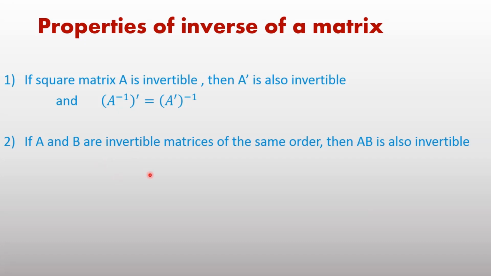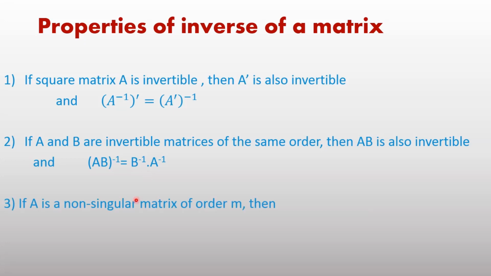if there are two matrices of the same order, A and B, and both are invertible, then their product AB is also invertible. And AB whole inverse equal to B inverse into A inverse. Remember this result. AB whole inverse is not equal to A inverse into B inverse; it is B inverse into A inverse. These results you can verify.